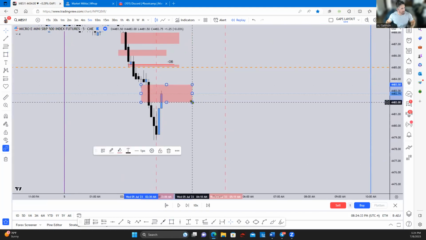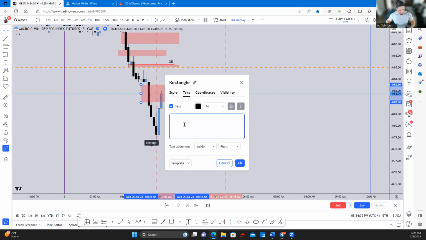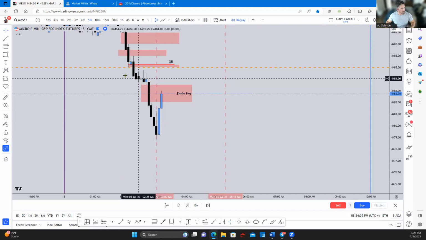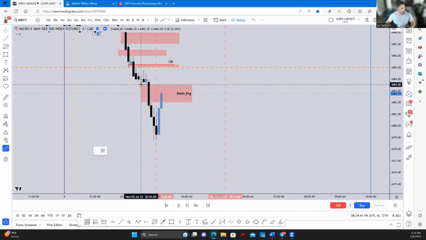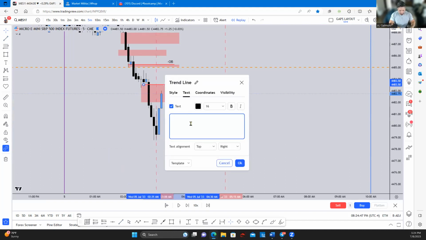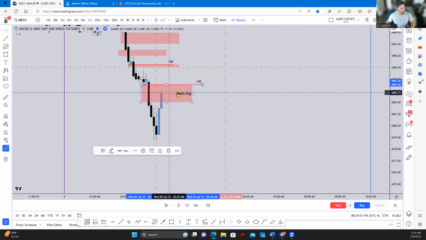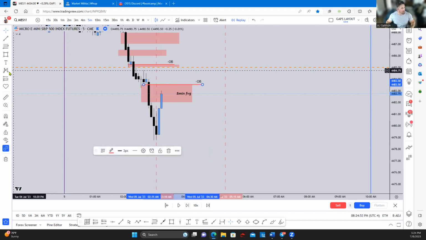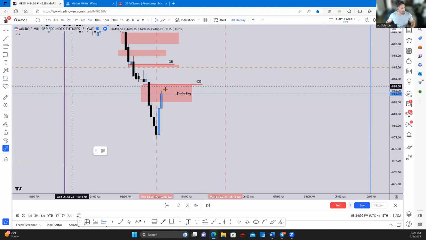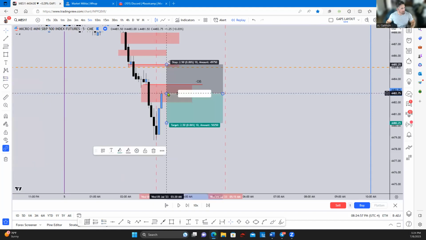5 minute fair value gap here. And then we have this up close candle as another bearish order block here. Bearish order block. So we're trading up into here. We're about 50% in. So I would place a short position here.